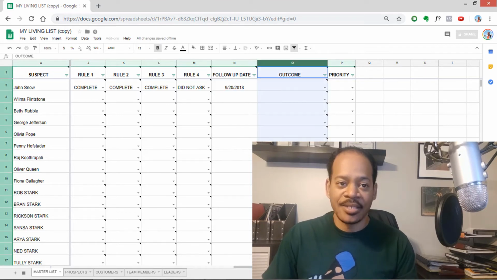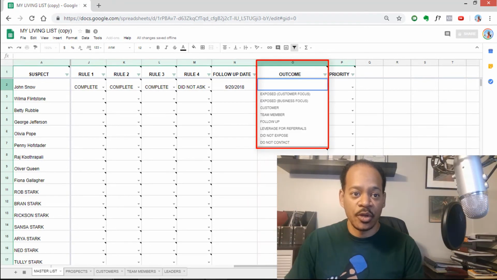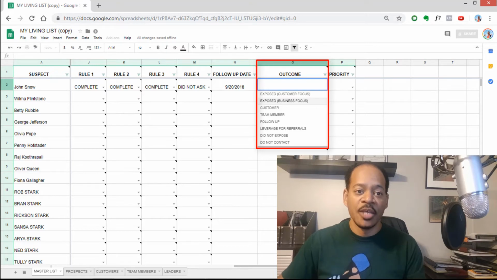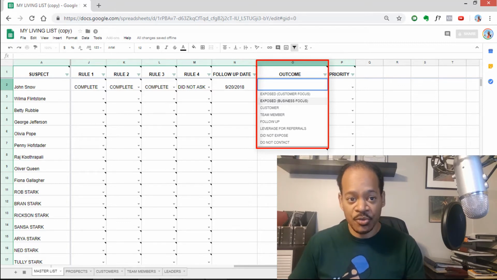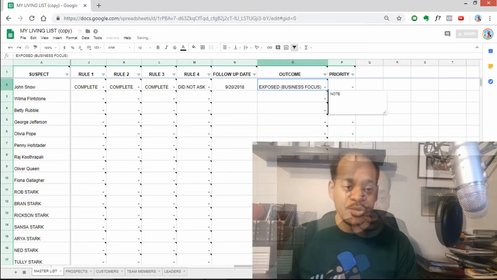And now we can update the next category, the outcome. And the possible outcomes are exposed with a focus on acquiring a customer, exposed with a focus on the business, or you can label this contact as a customer if they've already decided to try your product or service, or as a team member when they decide to join your team. You also have the option to label them for follow-up or as a person to leverage for referrals. There's even an option to choose not to expose, because it won't always be appropriate to expose your contact to your product, service, or business right away. You've even got an option to no longer contact someone.